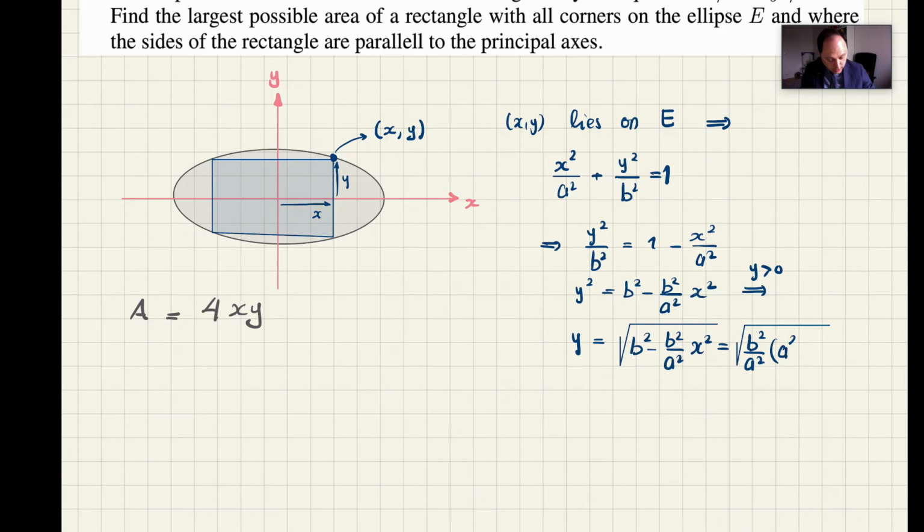Then it becomes a squared minus x squared. To see why this is right, I multiply this back here. Then this a squared and this a squared are gone. I get b squared. And when I multiply this by that, I will get this one. So what I have done here is correct.